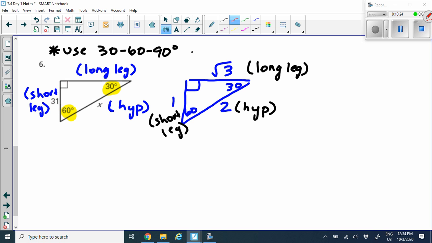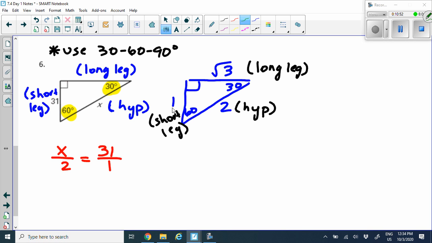Okay, let's set up our proportion. We use x. Notice x is a hypotenuse. So if we go to our general, which one's the hypotenuse? It is the 2. Going back to our first one, where's the number at? It is at 31. Don't use the angles, you got to use the sides. So 31, that is our short leg. So we go over here, what is our short leg? That's going to be 1.